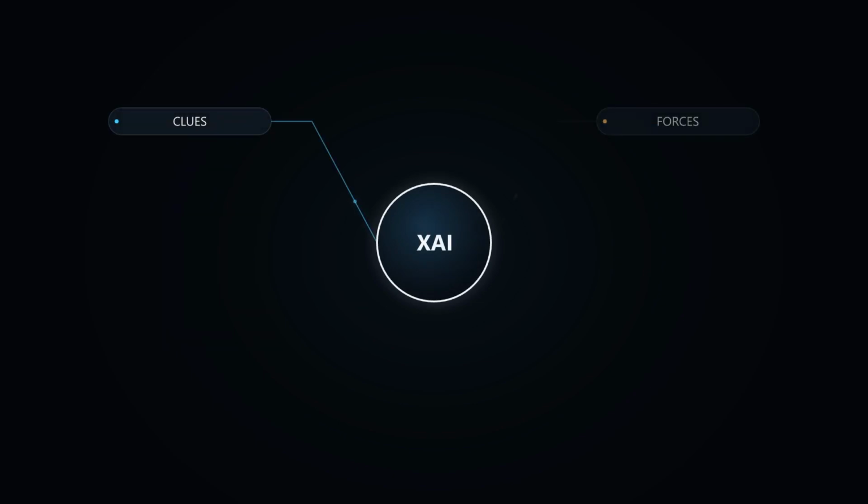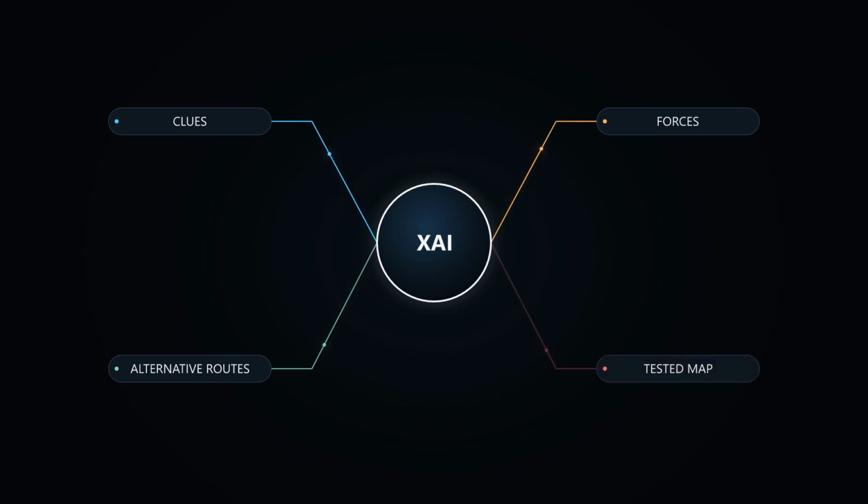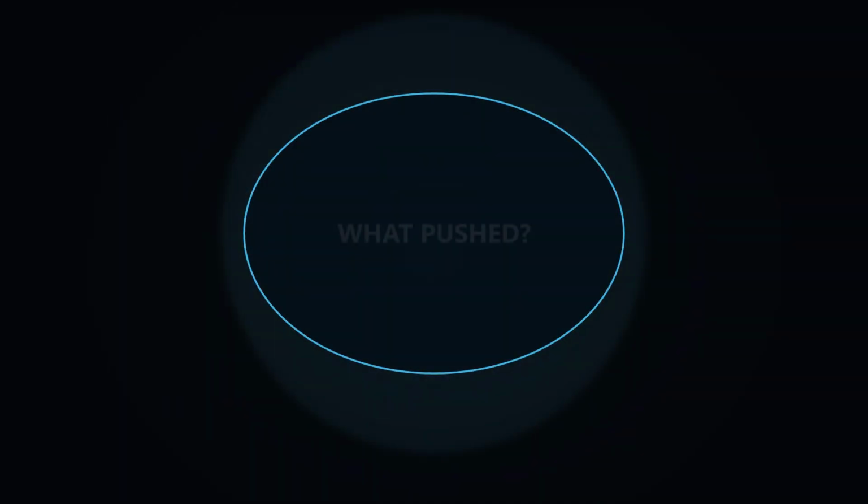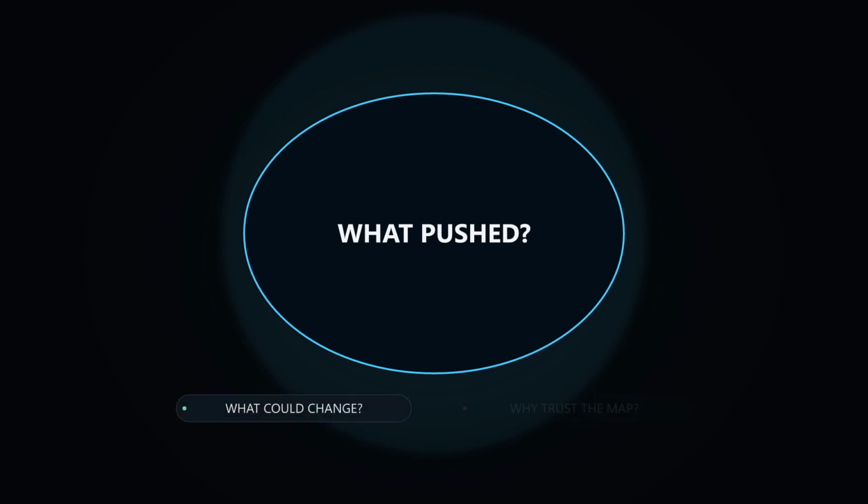Here is the mental model to keep. Ordinary AI gives you an answer. Explainable AI opens a map of the clues, forces, and alternative routes behind that answer. The map is useful when it is tested, honest about its limits, and built for the person who needs it. The next time an AI says yes, no, dog, wolf, safe, or risky, do not ask only how confident are you. Ask the better question. What evidence pushed this answer? What could change it? And how do we know this explanation deserves our trust?